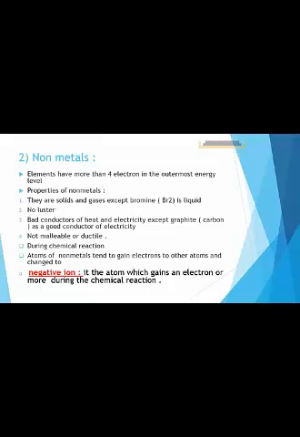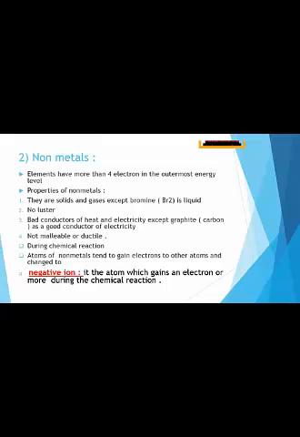The second type of elements is nonmetals. Nonmetals are elements which have more than 4 electrons in the outermost energy level. They are characterized by being solids and gases, except bromine, Br2, which is liquid. Number 2, nonmetals are without luster. Number 3, they are bad conductors of heat and electricity, except carbon in the form of graphite.